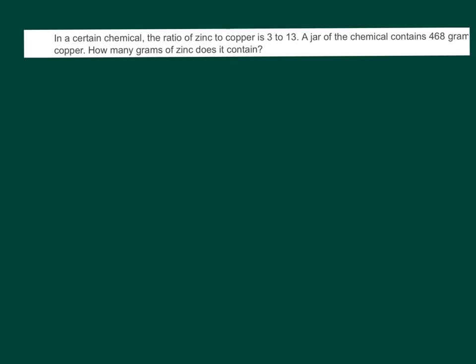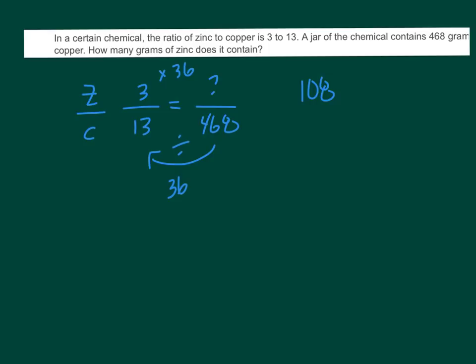In a certain chemical, the ratio of zinc to copper is 3 to 13. A jar of the chemical contains 468 grams of copper. How many grams of zinc does it contain? Let's divide these two numbers and see what that gives us to calculate our scale factor. So we'll do 468 divided by 13, and that gives you 36. Now take this 3 and multiply that by 36, and we get 108. Therefore, your answer here would be 108 grams.